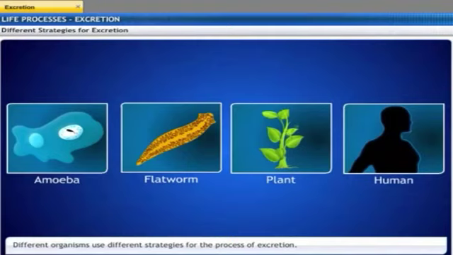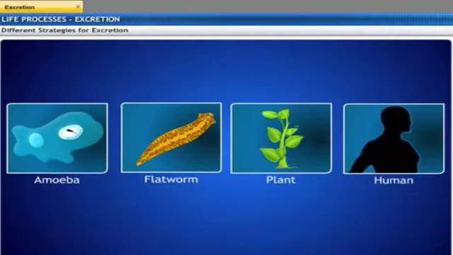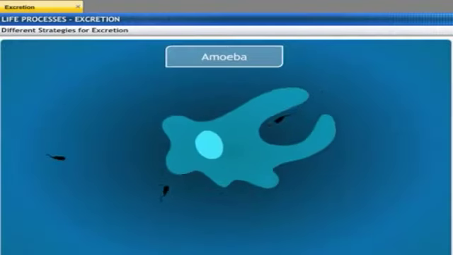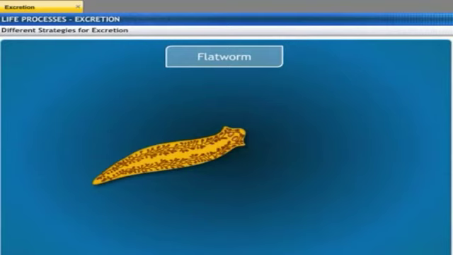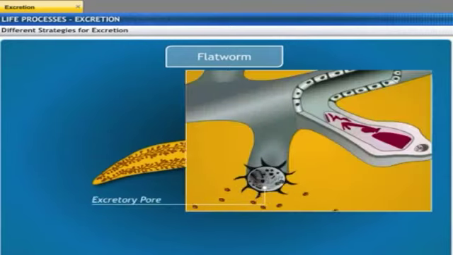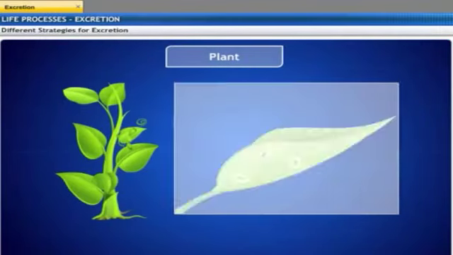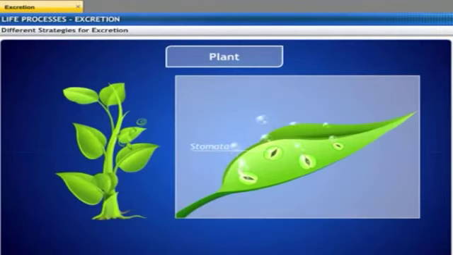Various organisms use various strategies for excretion. Amoeba use pseudopodia for capturing food and excrete their nitrogenous waste through the diffusion process. Simple organisms like flatworm planaria use simple strategies to excrete their waste. Plants also excrete their waste in the form of water vapor and carbon dioxide through stomata.